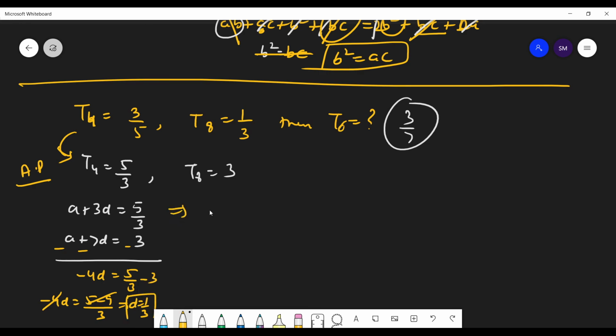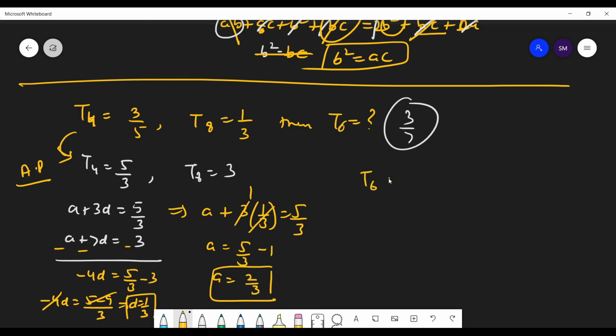What will be your a now? So a plus 3 into 1 by 3 is equals to 5 by 3. So this will also cancel out, and a is equals to 5 by 3. So this is 1. So minus 1. So a will be equal to 2 by 3. So you get the value of a and d. Now find the sixth term in AP. So that is a plus 5d. So a is your 2 by 3 plus 5. D is your 1 by 3. So you get 2 by 3 plus 5 by 3. That's you get 7 by 3.